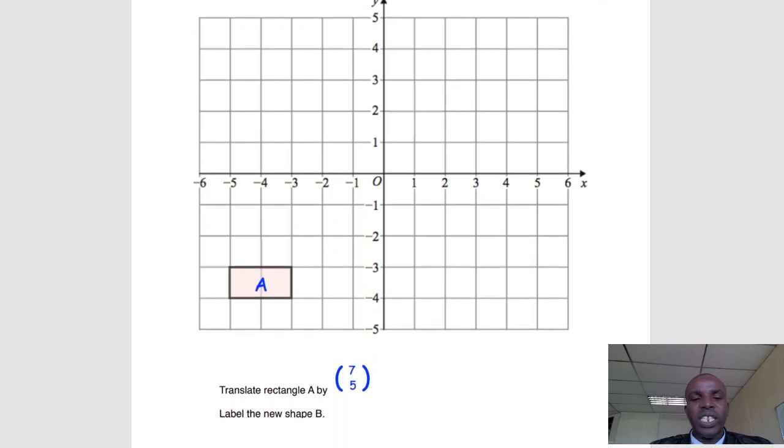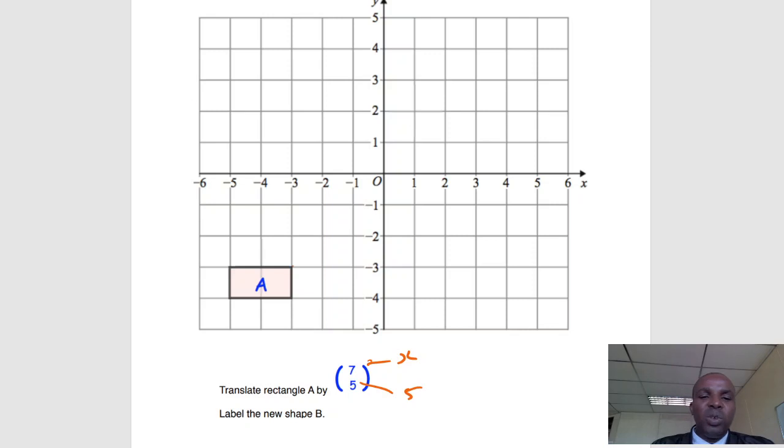You have to take note of the scale now. Right, then translate rectangle A by vector 7, 5. Label the new shape B. You can take all the points, or let's just use the counting method. You count 7 on the x, then you count 5 on the y, positive y.